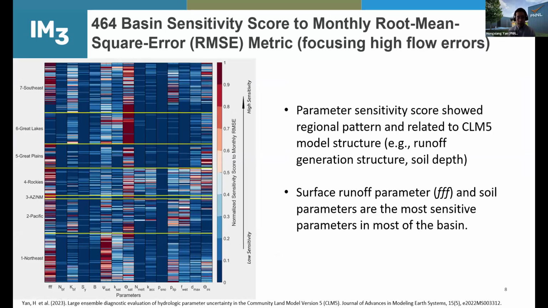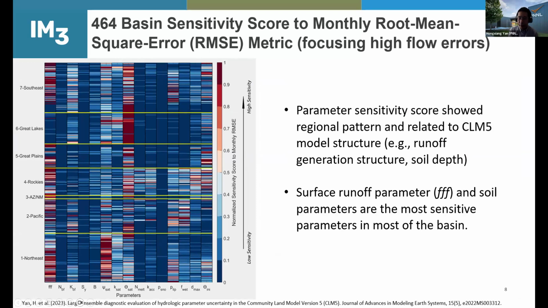And this picture shows the 464 basin sensitivity score to monthly root mean square error, the IMC metrics. So this focuses on the high flow. The rows mean different basins, and different colors mean different parameters, from surface parameters to evaporation parameters. I also classify them by region, from northeast to southeast.